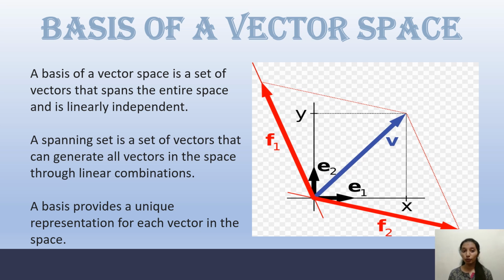Next, the basis of a vector space. The basis of a vector space is a set of vectors that spans the entire space and is linearly independent. A spanning set is a set of vectors that can generate all vectors in a space through linear combinations. A basis provides a unique representation for each vector in the space.